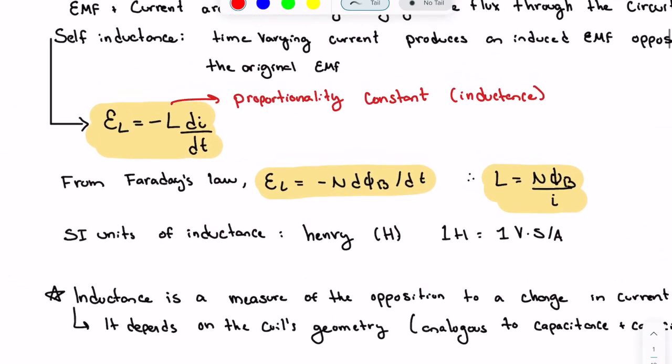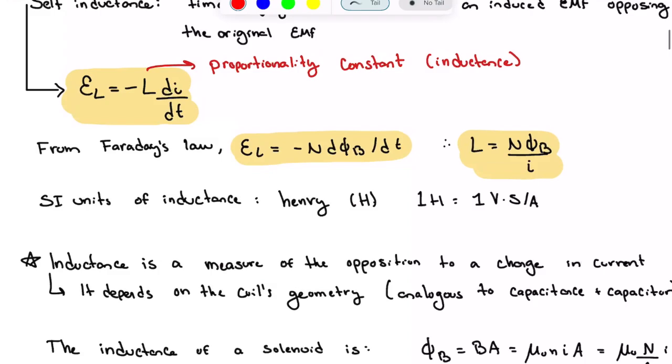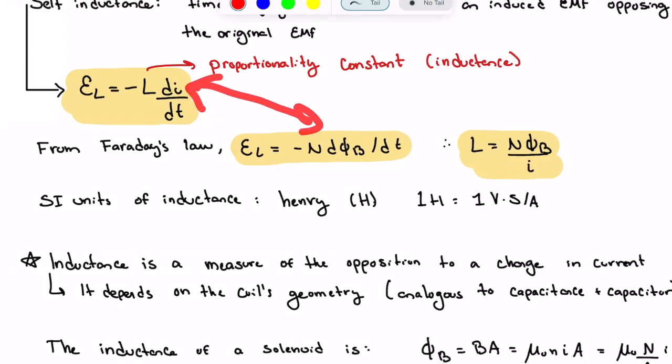Mathematically, we express EL, which is the kind of like back EMF due to that self-inductance, is equal to negative L, where L is just a proportionality constant that's called the inductance, times di over dt, where we know that this is what is giving us these magnetic field lines and is the reason why we have this inductance happening in the first place. But we also know that this is Faraday's law, so we can compare the two. And by comparing them, we see that L, the inductance, is equal to N phi B over I.